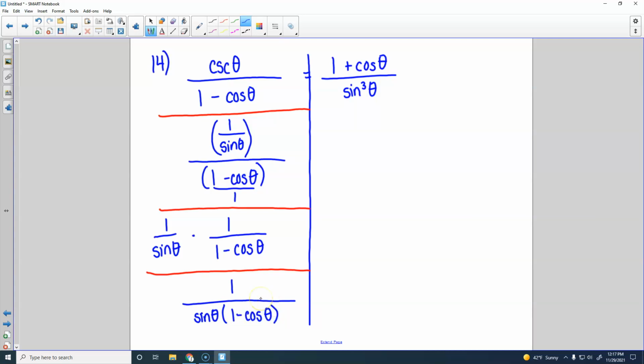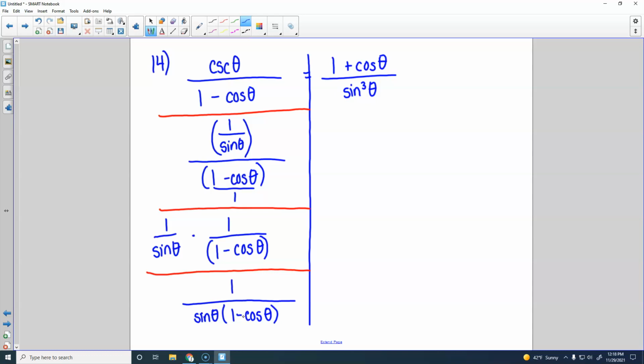Make sure, whenever it's written like this, that you've got parentheses around that 1 minus cosine theta. You can get away with not doing it in the previous step because they are separate fractions, but you've got to have the parentheses down there on that bottom step. You could distribute the sine, but in general, it is not helpful to distribute the sine because a lot of times things won't cancel like you're wanting it to.